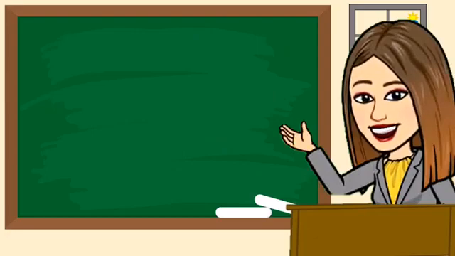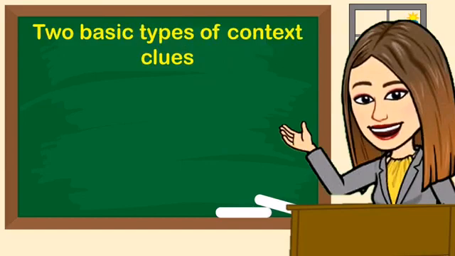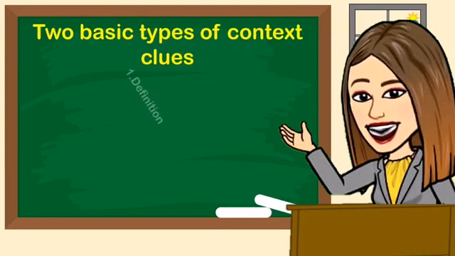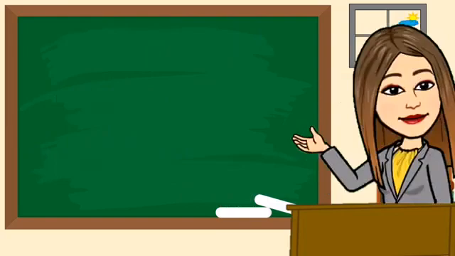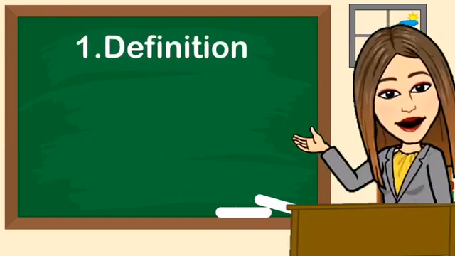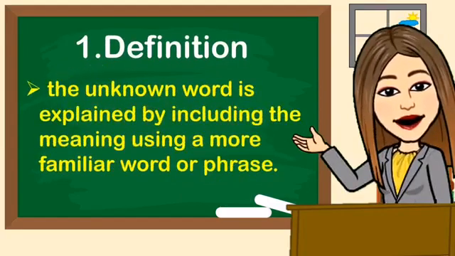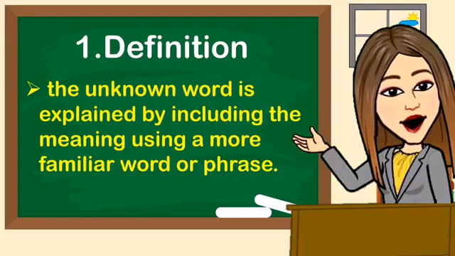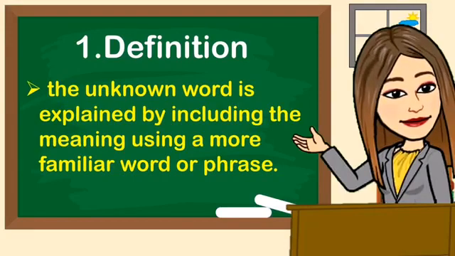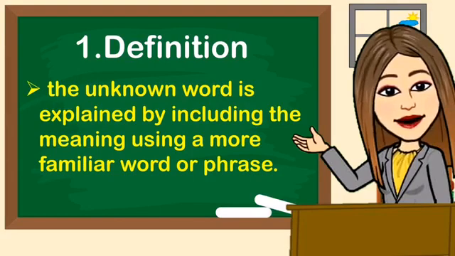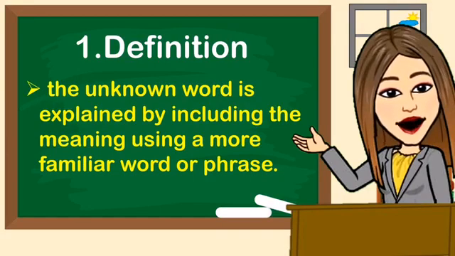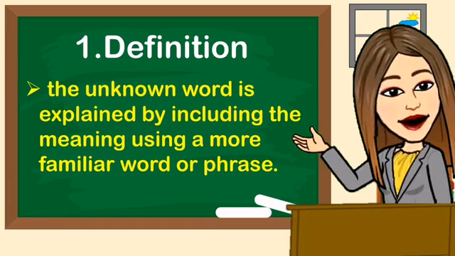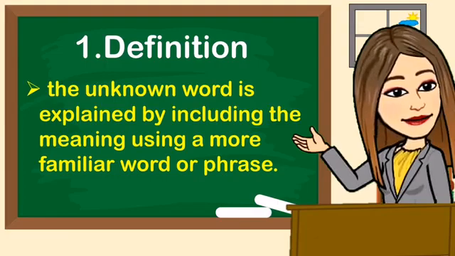Context clues can be presented in various forms. Two of the basic types of context clues are definition and exemplification. Definition: the unknown word is explained by including the meaning using a more familiar word or phrase. So the definition, ang kahulugan o meaning ng mahirap na salita ay kasama o nababanggit ang kahulugan sa pangungusap mismo. Yan ay halimbawa ng definition.